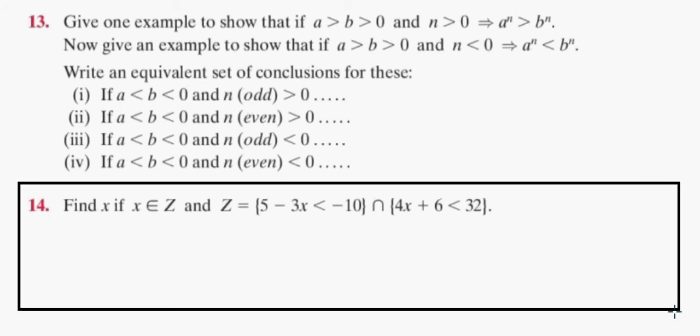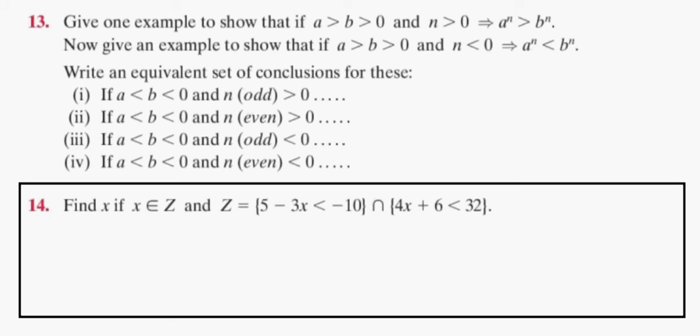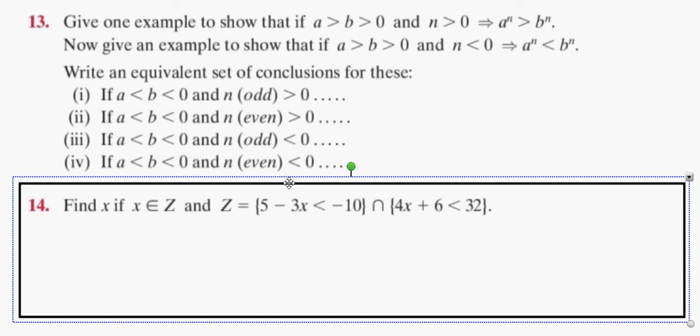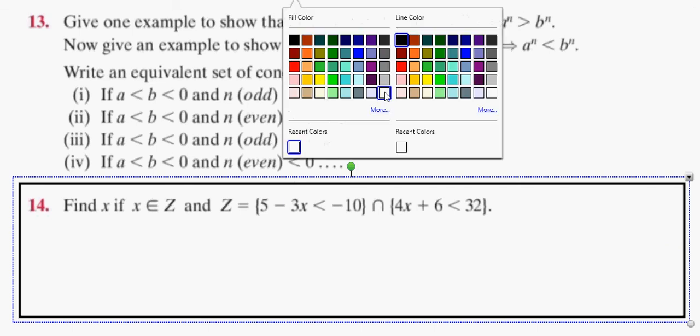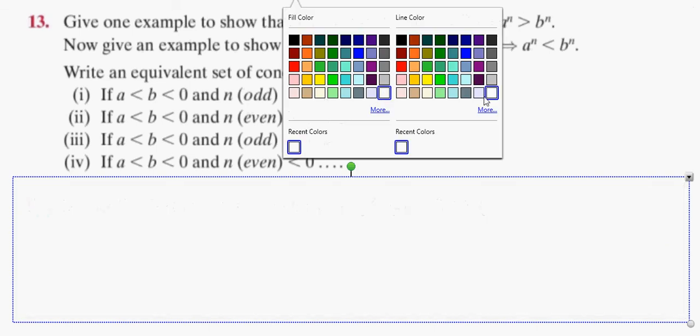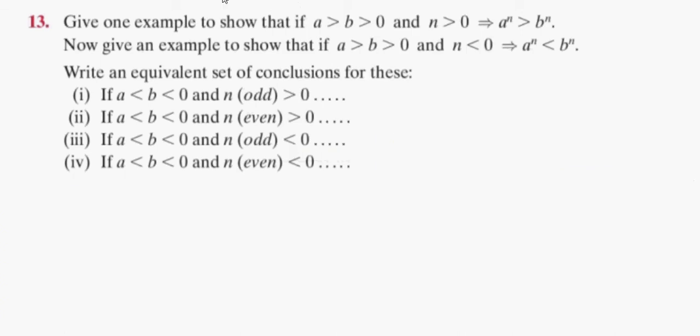Okay. So give one example of a greater than b, b greater than 0, n greater than 0, a to the power of n is greater than b to the power of n. Now, if you're anything like me, it makes no sense unless you plug in real numbers in the description of the question. So pick a number to represent a. Pick a number. 1. The very smallest number you can pick. Try something bigger.